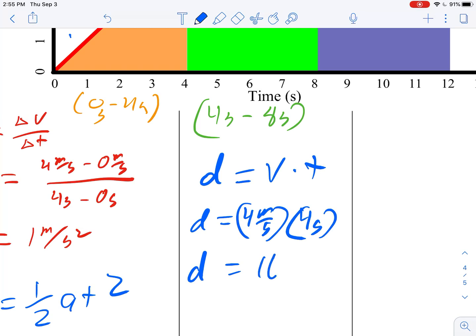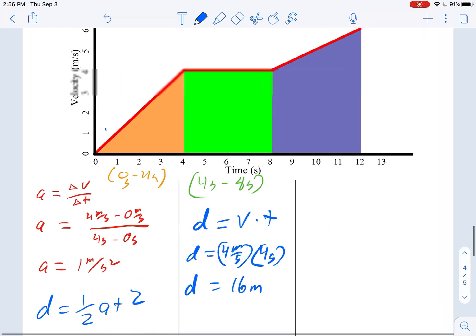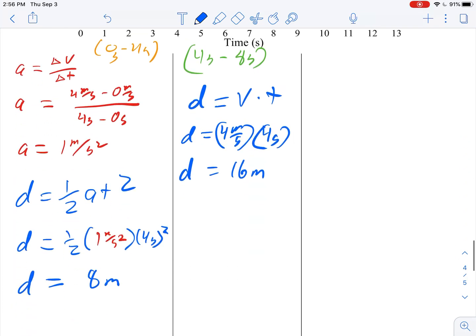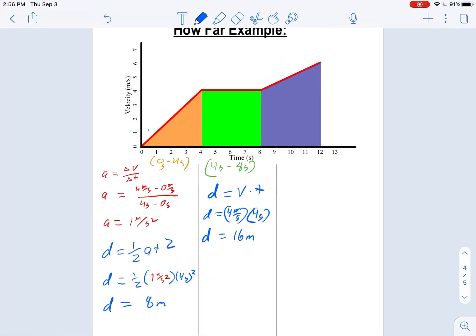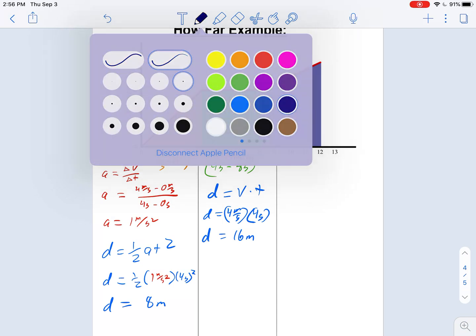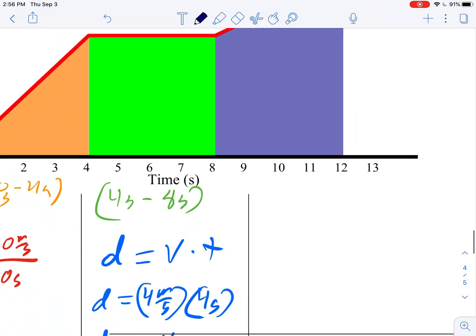4 times 4 is 16. Meters divided by seconds times seconds is just meters. During the middle period, I go 16 meters. During the first period, I'd gone 8 meters. And if you think about it, a triangle is half of a rectangle, so it's not so surprising that we may move double the distance in this middle period, looking at it from an area perspective. The last period here goes from 8 to 12 seconds.